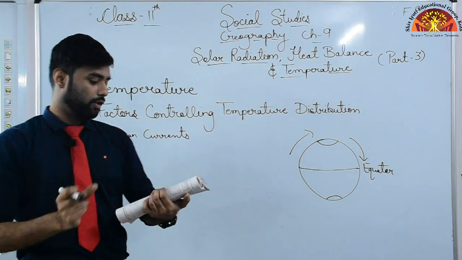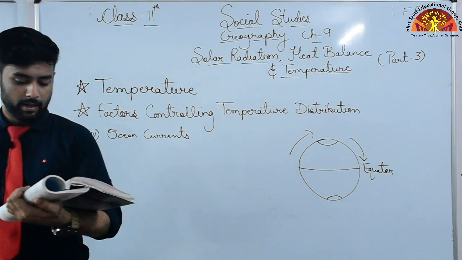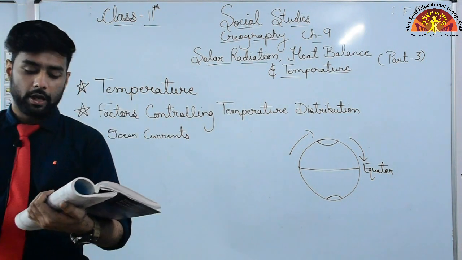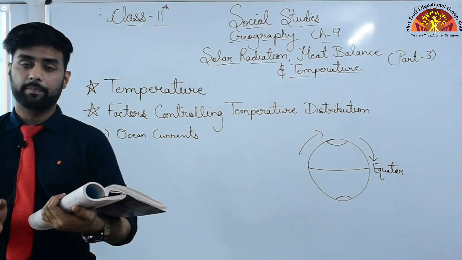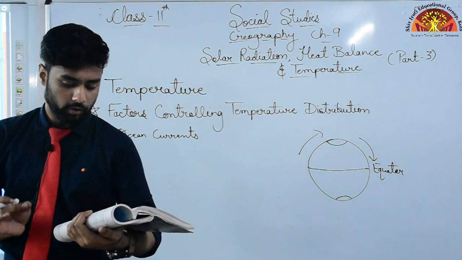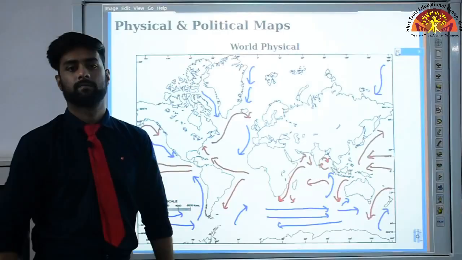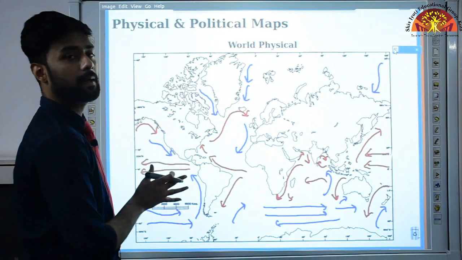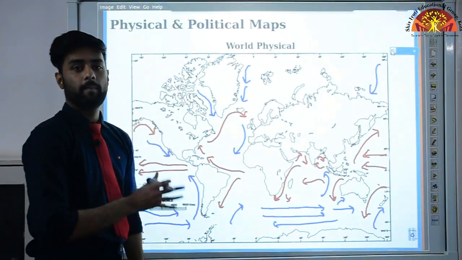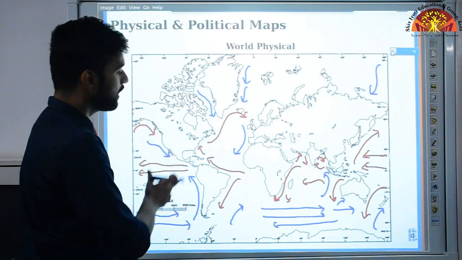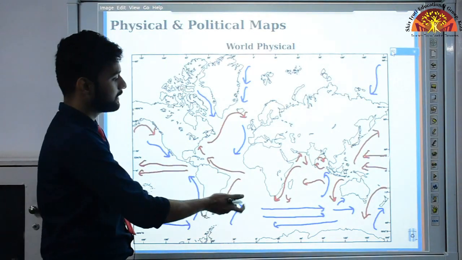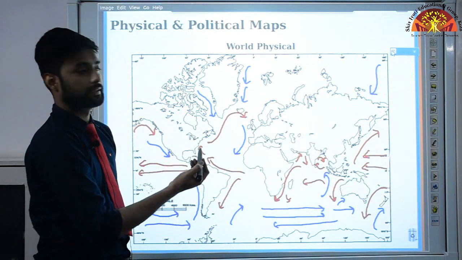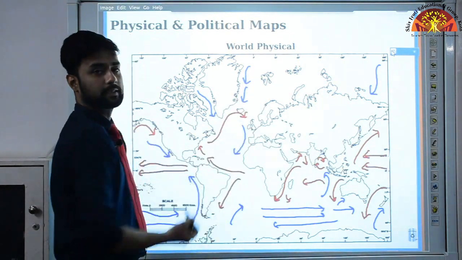Now let us have a quick look at the ocean currents. Similarly, the places located on the coast where the warm ocean currents flow record higher temperature than the places located on the coast where the cold currents flow. So now students, this map here shows the movement of the warm and cold ocean currents. As you can see, the warmer ocean currents are flowing away from the equator. And you can see that the cold ocean currents are flowing towards the equator.